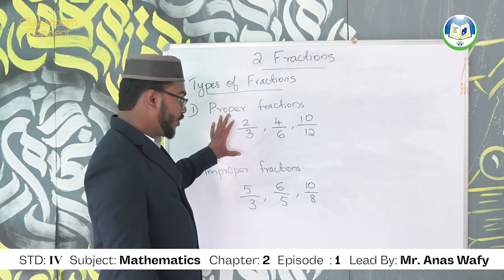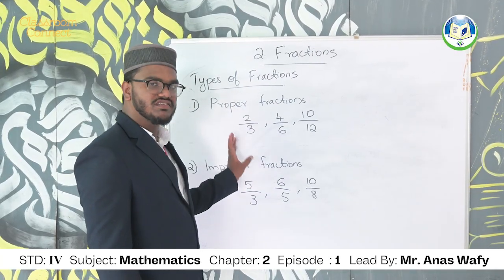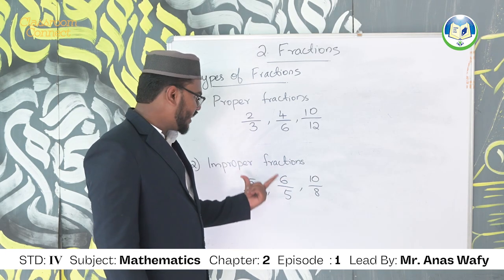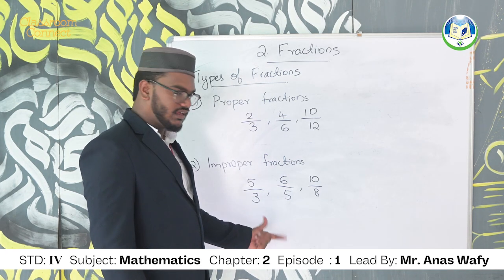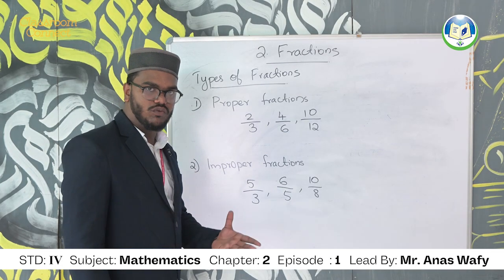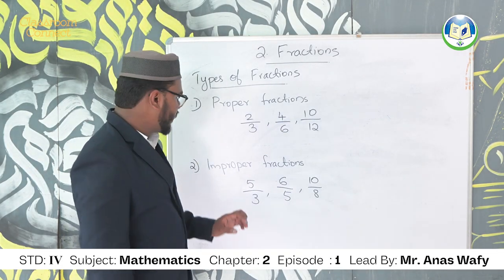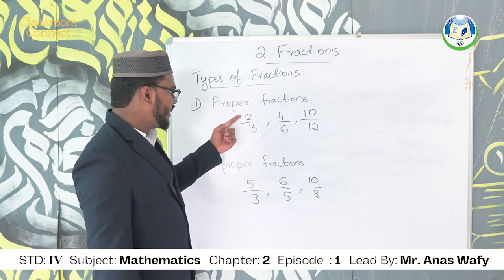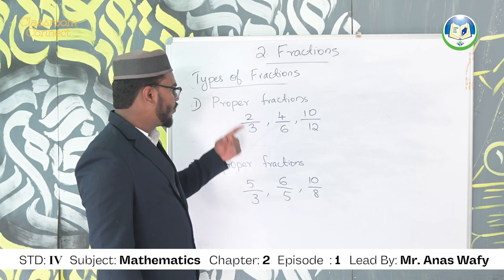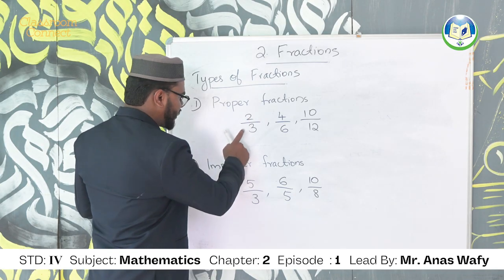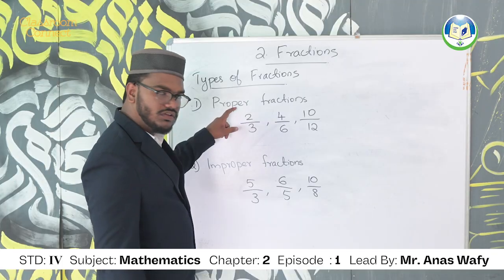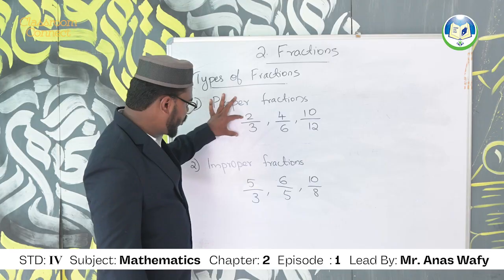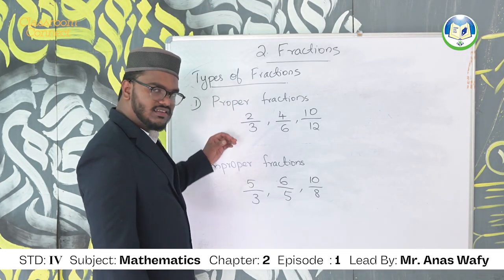So do you find any difference between these 2 examples? This type of fraction and this type of fraction? Do you find any kind of difference? Yes, here we have already studied what is a numerator and what is a denominator. Here, if we look at these examples, we can find that the denominator is greater than the numerator. Here, 2 is the numerator and 3 is the denominator. Which one is the greatest, 2 or 3? Yes, 3 is the greatest. So the numerator is lesser and the denominator is greater.